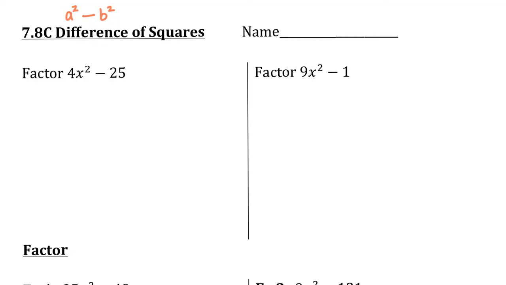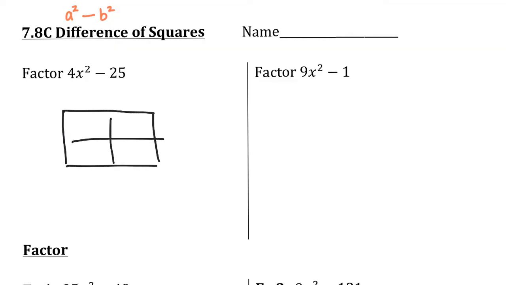And then when we look at the pattern, you can decide if you want to use the pattern or you can group or whatever you would like to do. Okay, so let's look at this first one here. I can see this is 4x squared. There's no common factor. So if I want to use the box method, let me set it up. Okay, I'm going to go ahead and put the 4x to the second here and the minus 25.